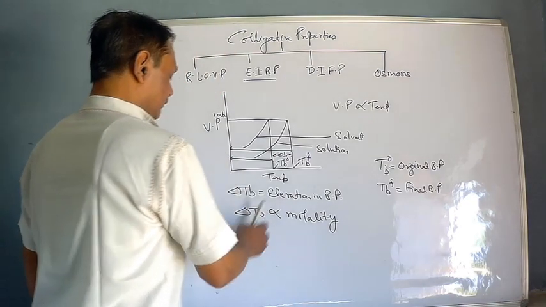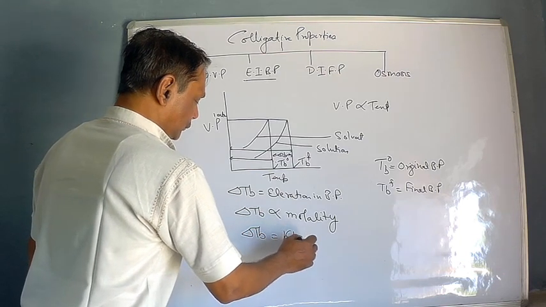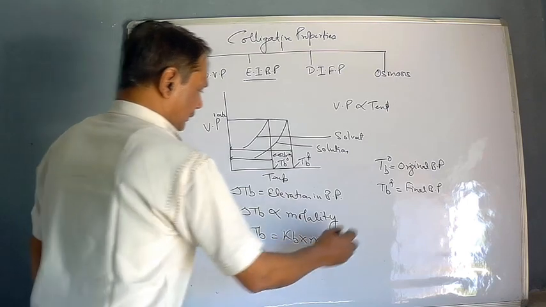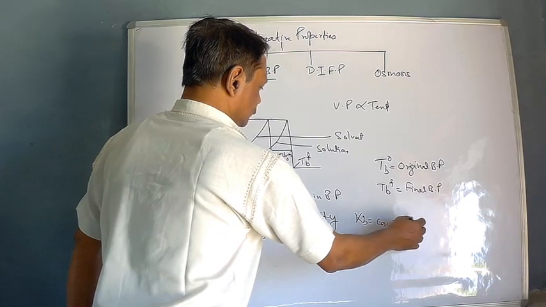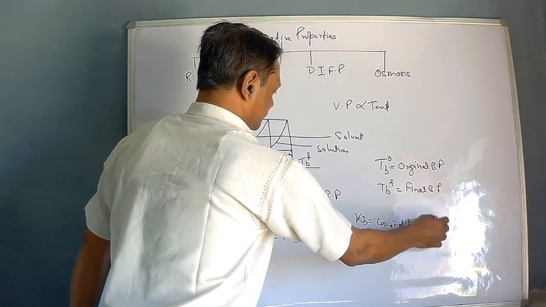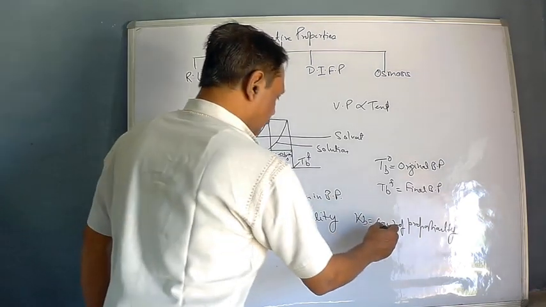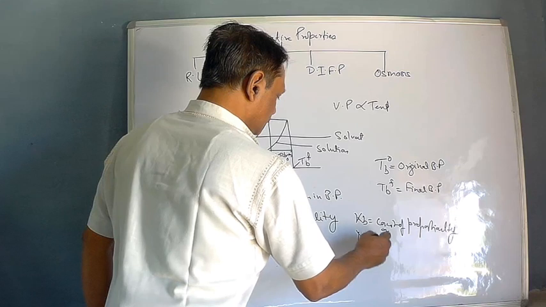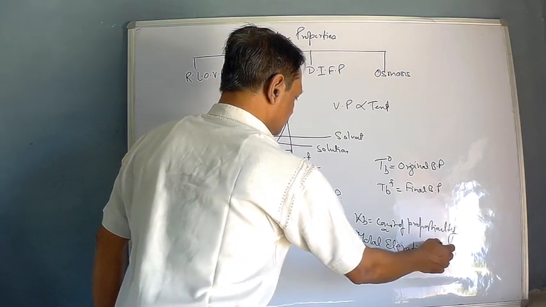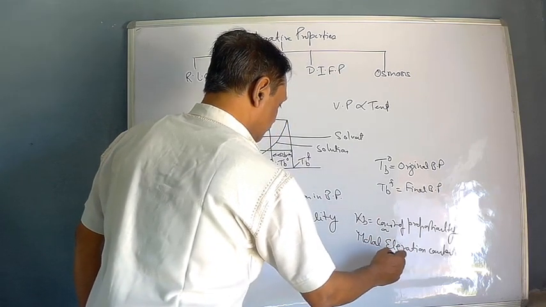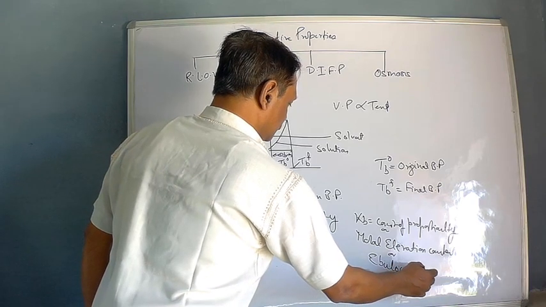Now class, the next step, we'll just open the proportionality. That gives me delta TB equal to Kb into m. So what is Kb? Kb is your constant of proportionality, and m is molarity. Kb is also called the molar elevation constant. One more name to it: ebullioscopic constant.